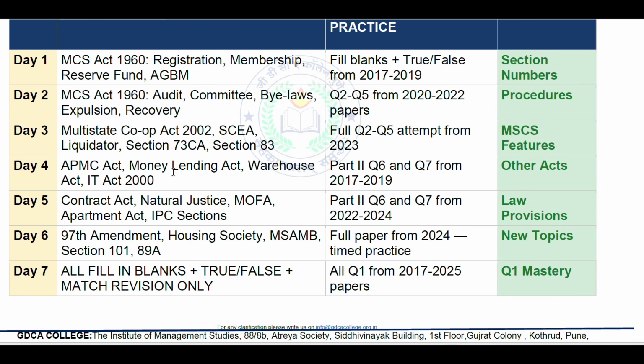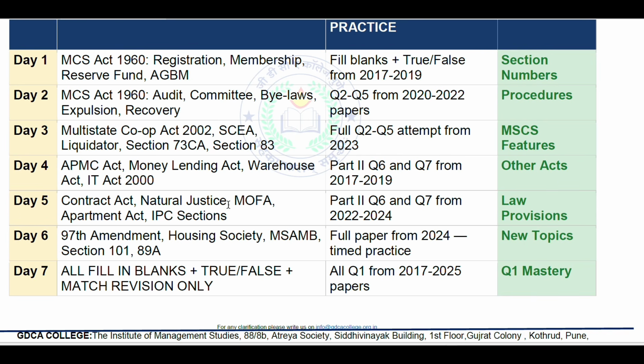Day 4: APMC Act, Money Lending Act, Warehouse Act, IT Act 2000. So these are the acts you can do on day 4, all acts. Divide all these things in a proper manner. Part 2, question 6 and 7 from 2017 to 2019. So focus on other acts as well.